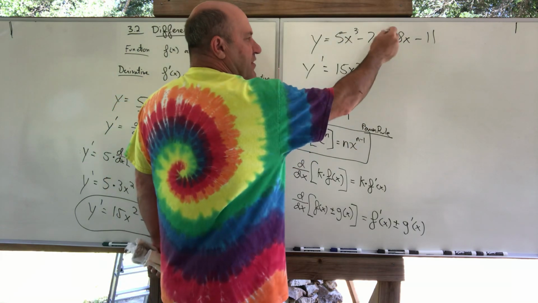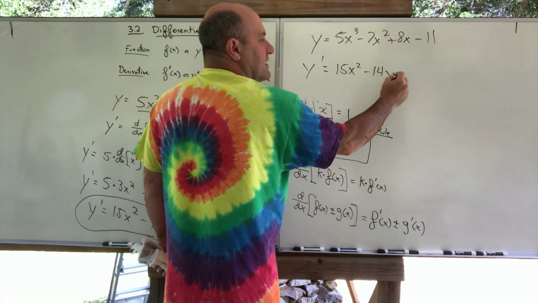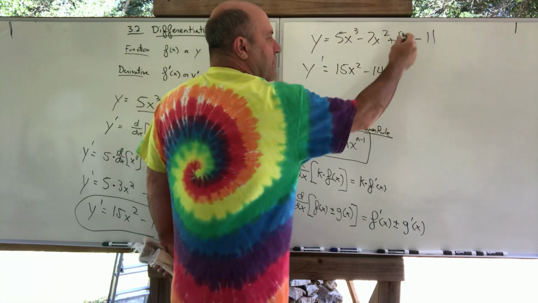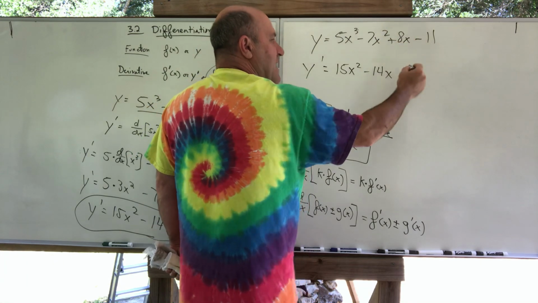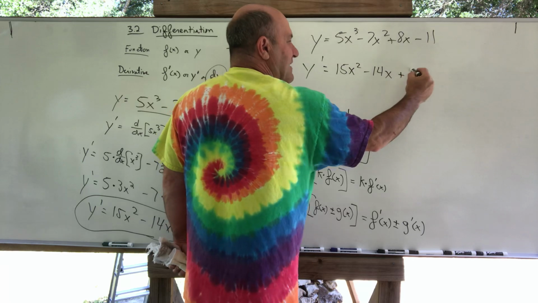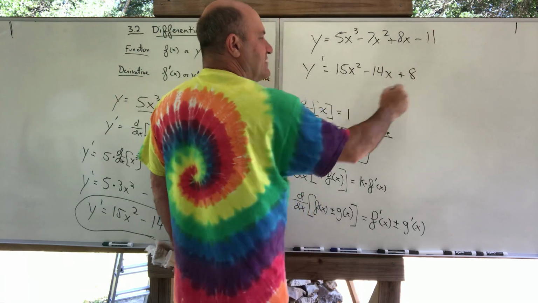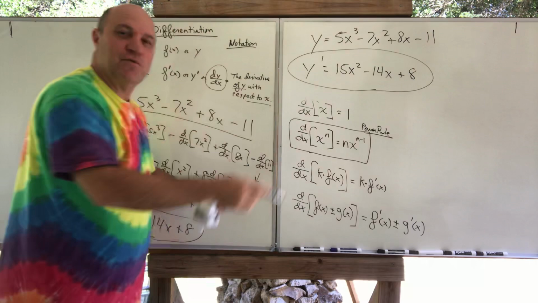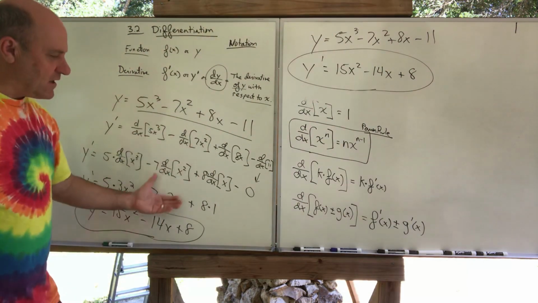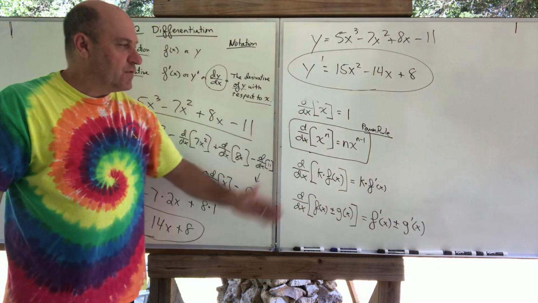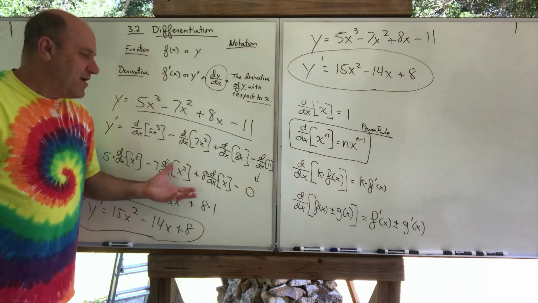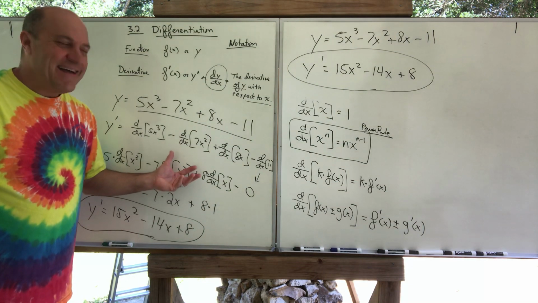Subtract 1 from the power, you get 14x. You get the 1 times the 8, you get an 8. The derivative of a constant is 0. So that's how you do derivatives. I did it this long way to illustrate the use of these rules. It really wasn't a waste of time, but I won't do it like that anymore.